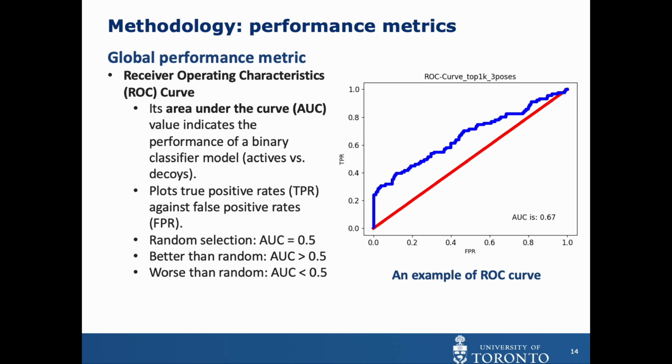The AUC measures the overall performance of a binary classifier. An AUC of 0.5 indicates that the model's performance is equivalent to random selection. An AUC greater than 0.5 indicates that the model performs better than random selection, while an AUC less than 0.5 indicates performance worse than random selection.